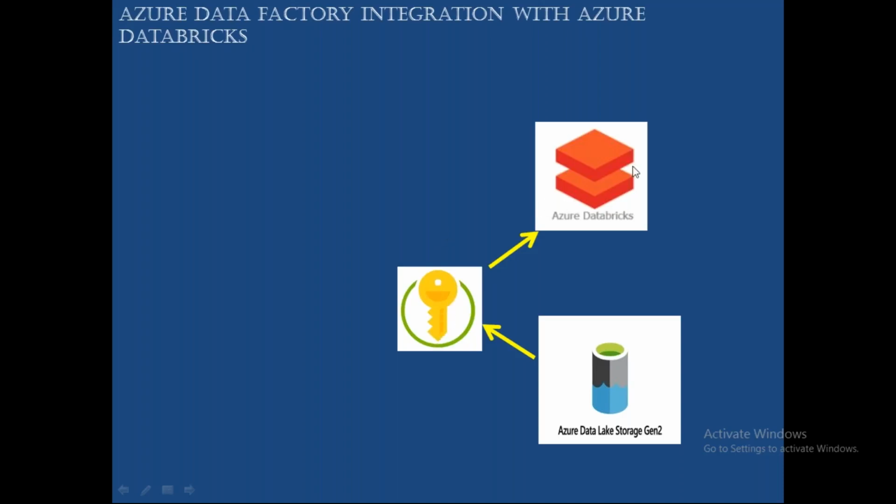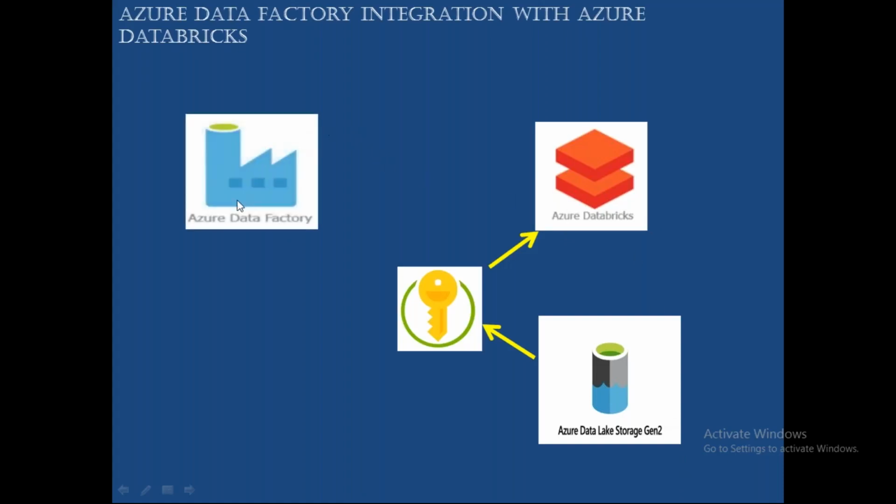Now I want to schedule this notebook for reading the data, doing some transformation, and writing data back to the data lake storage. For that, I'm going to use a service called Azure Data Factory. From Azure Data Factory, I can call the Databricks notebooks. First you need to connect to the Azure Databricks workspace and select the cluster on which you want to execute. We talked about multiple clusters, all purpose cluster and job cluster.